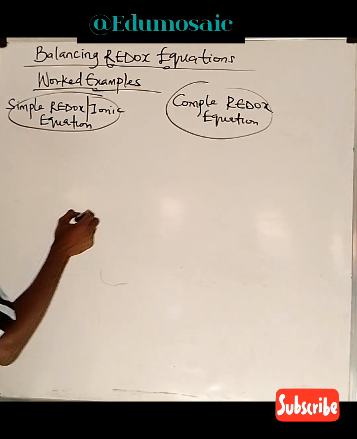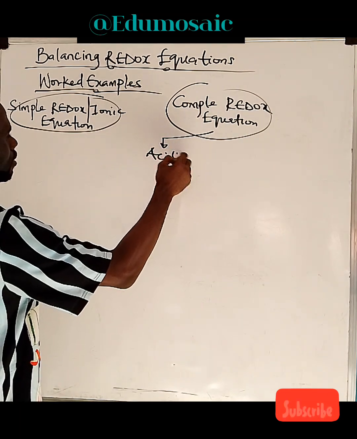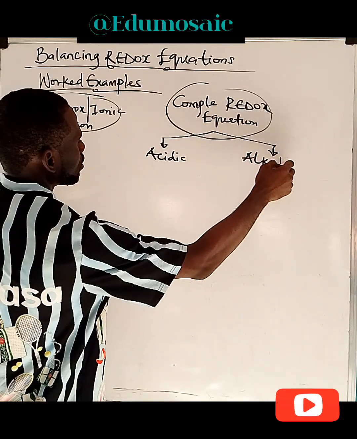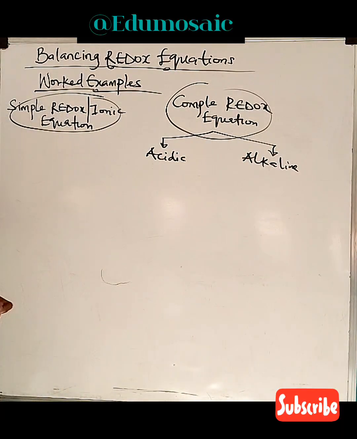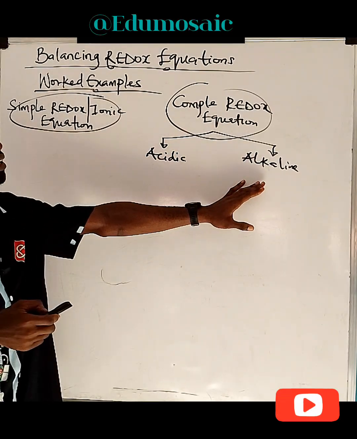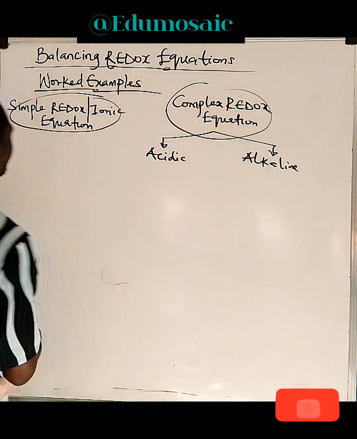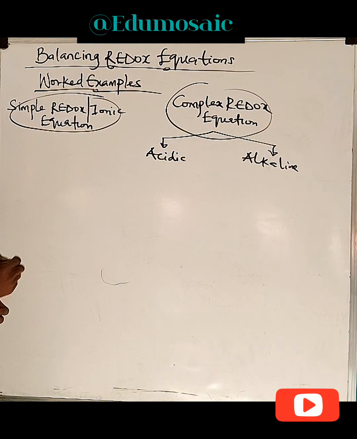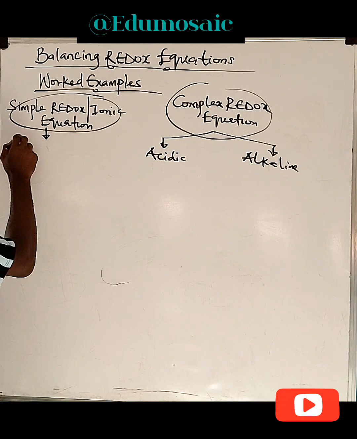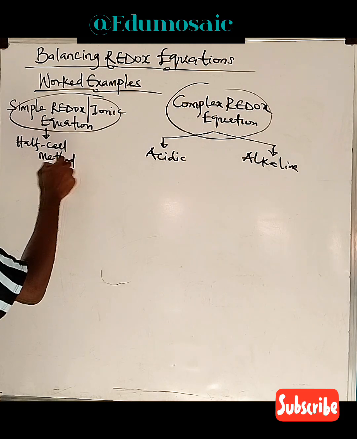Under the complex redox equation, we have two major equations. We have the acidic redox equation, and then we have the alkaline redox equation. Now, for the simple redox equation, we mainly use a method known as the half cell method. That's the method we use to solve this.